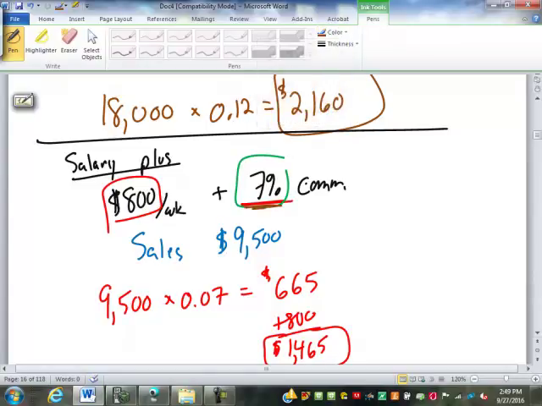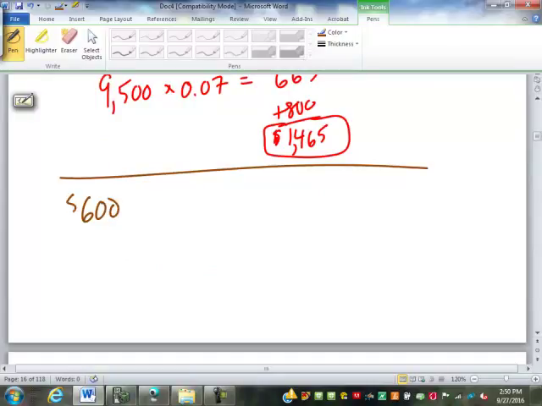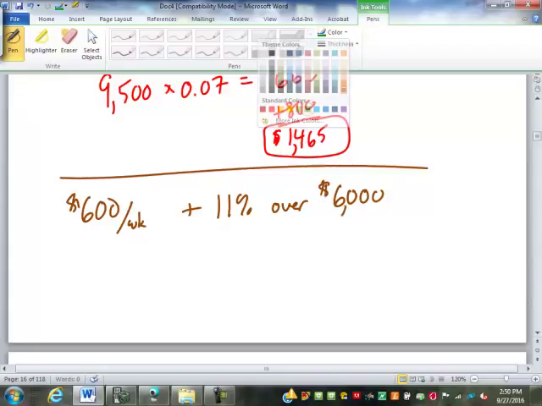Now sometimes rather than lowering the commission rate, they do something like this. They might say that you're going to get $600 per week plus 11% of all sales or production over $6,000. So what they're saying here is we're going to give you that $600 a week, but for that $600 a week, we're going to expect your first $6,000 in sales. If you want to get above that $600, you have to sell over $6,000.